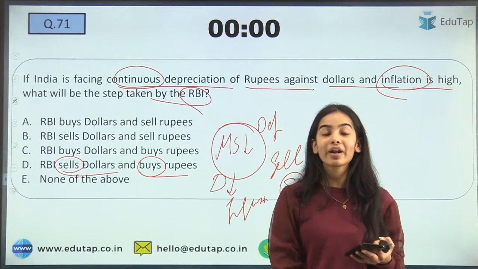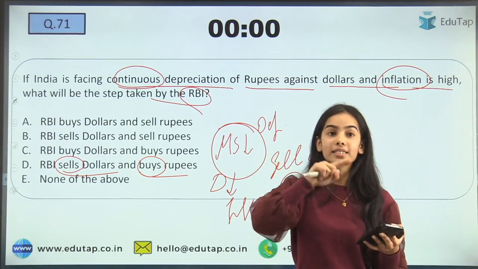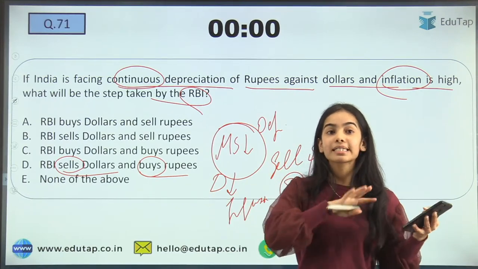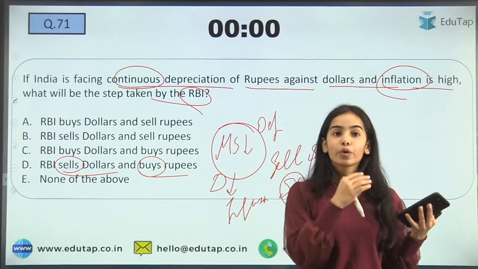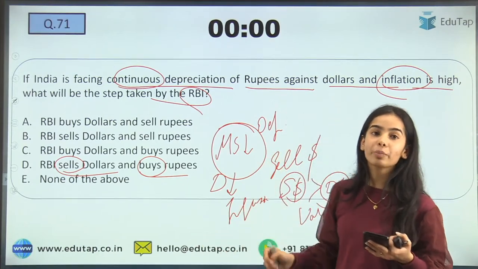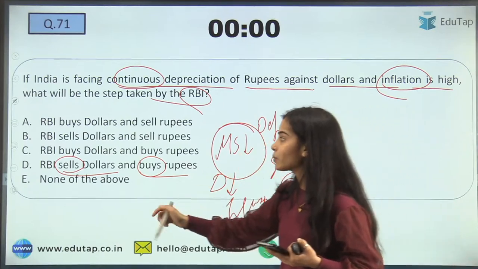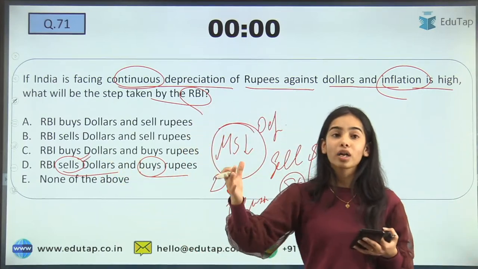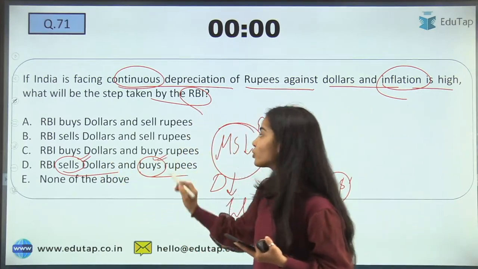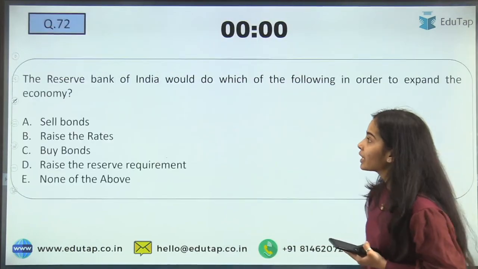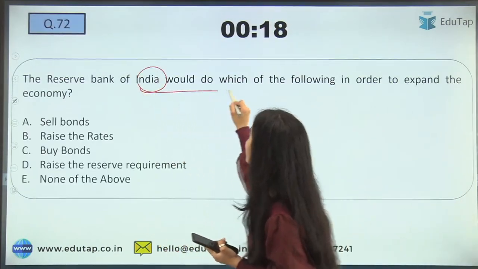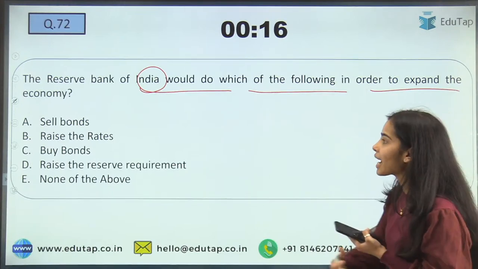Yes, RBI is doing it right now in the sell-buy swap that is happening. It is selling the dollars and it is buying the rupees. That is why the question was brought, because it is currently happening that RBI is selling the dollars. It has sold $5 billion and it is buying the rupees from the banks. Next is, Reserve Bank of India would do which of the following in order to expand the economy?